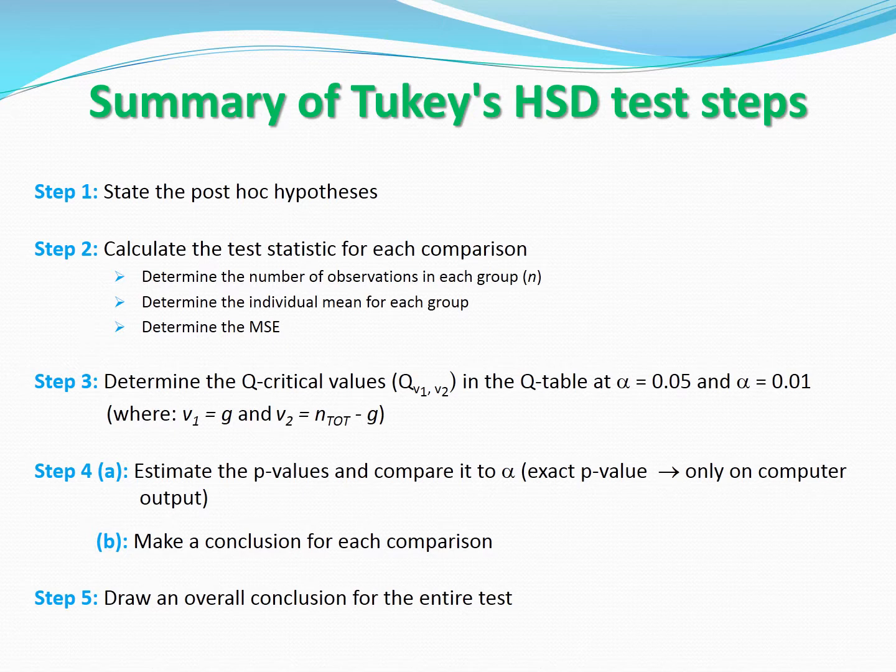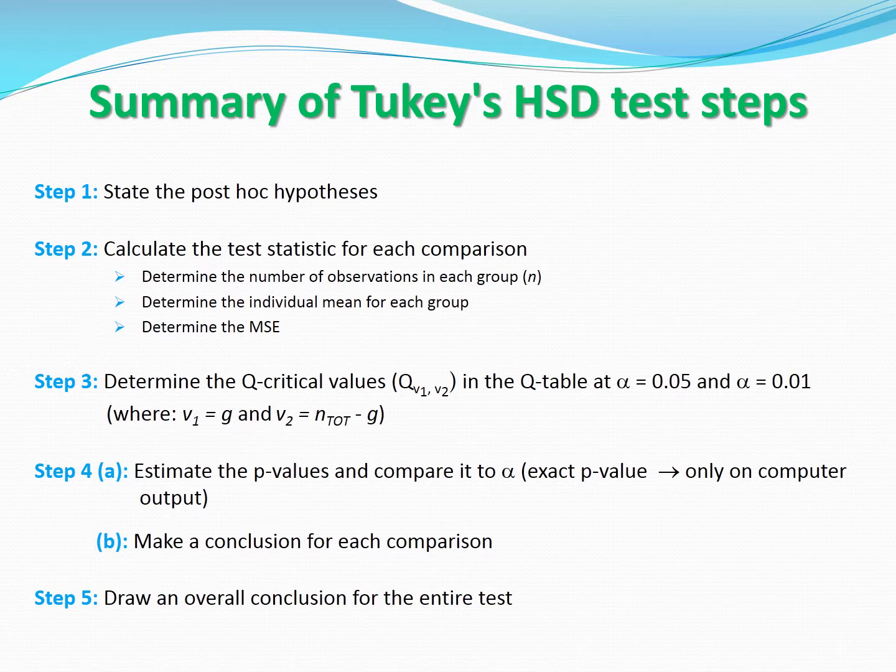So the Q-critical values we read off from the Q table, and it works similar to the F table. The Q table is given for a 5% and for a 1% significance level, and V1 also gives us the column number that we are going to use in our table, and the column number will be given by the number of groups. And then our row number is indicated by V2, and we obtain that by taking the total number of items in our ANOVA study minus the number of groups.